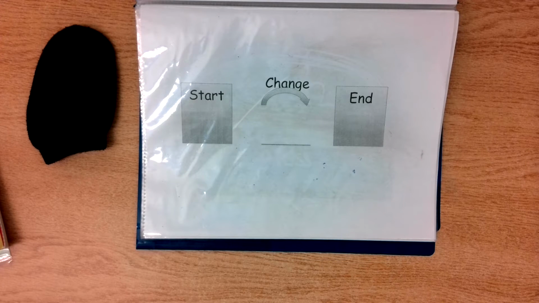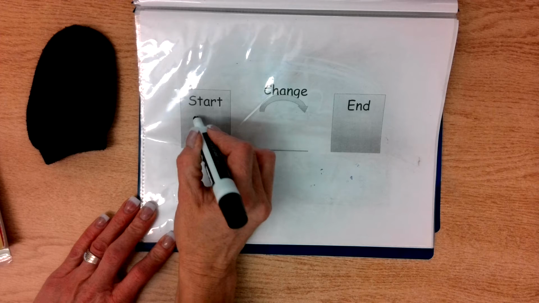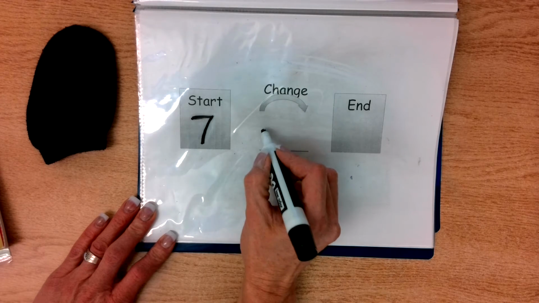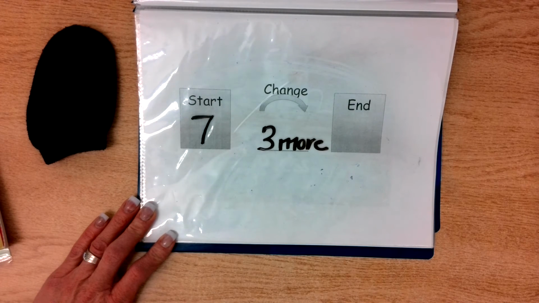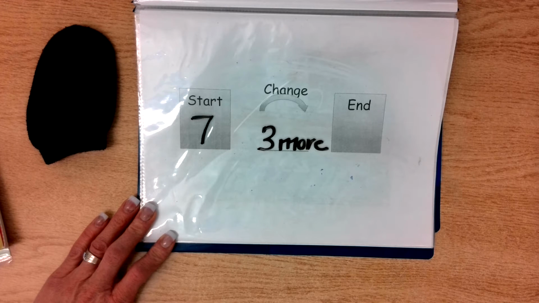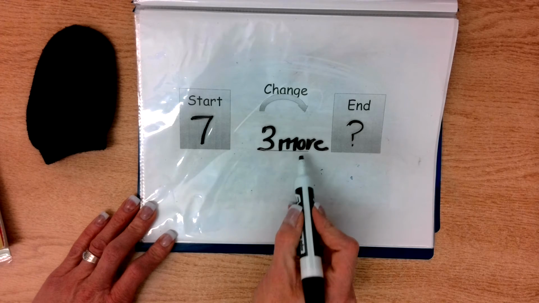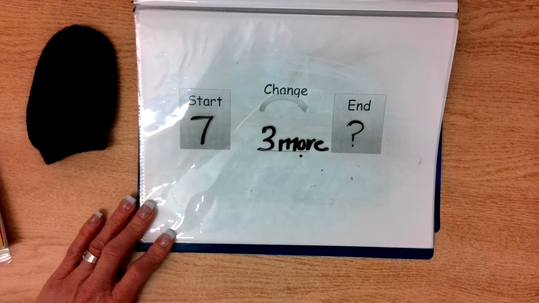So here's the problem. I dropped 7 pennies in the cup. So what's your starting number? If you said 7, nice job. 7 pennies in the cup. Then I dropped 3 more. How many pennies are there in all? So we want to know how many pennies are all together. And the word more means we're going to add. And the word in all means we're going to add.